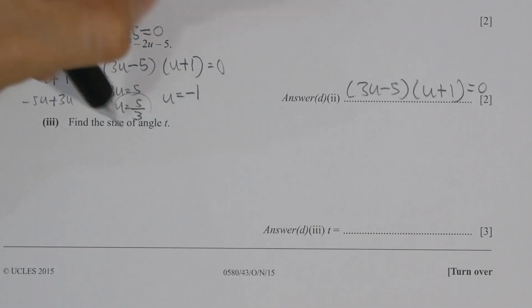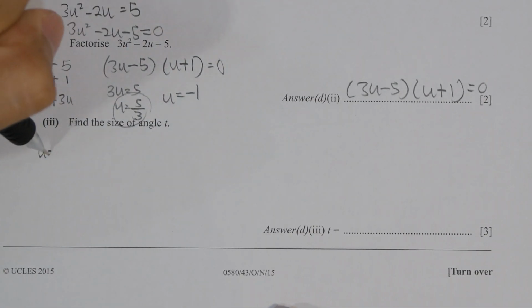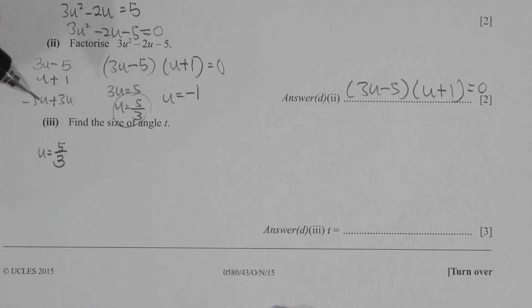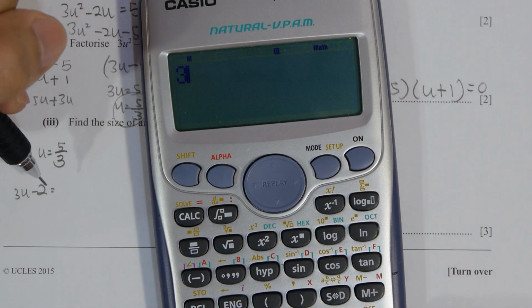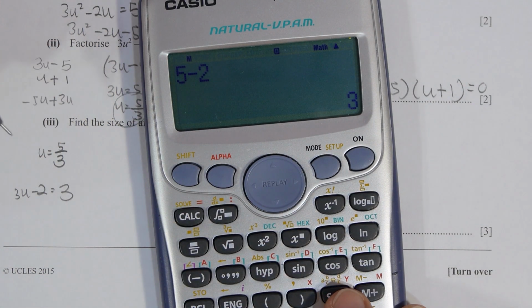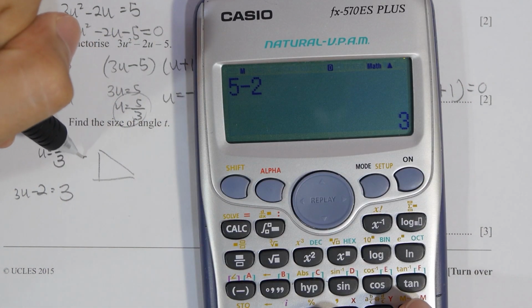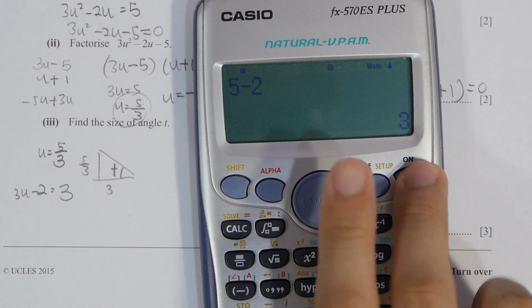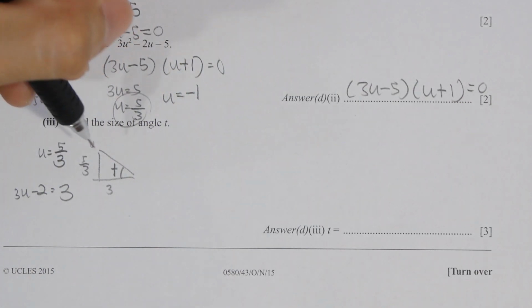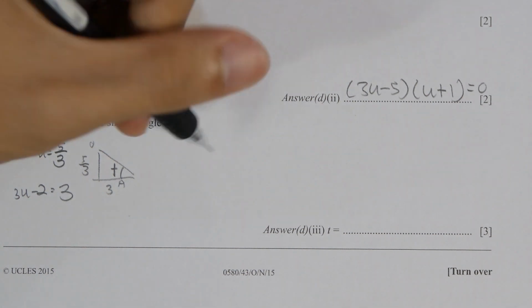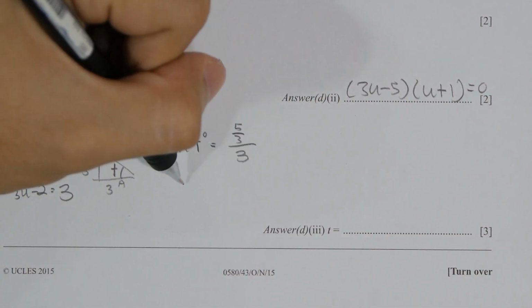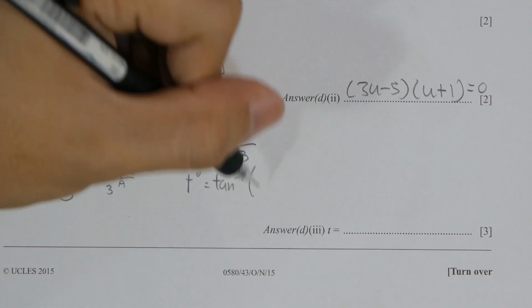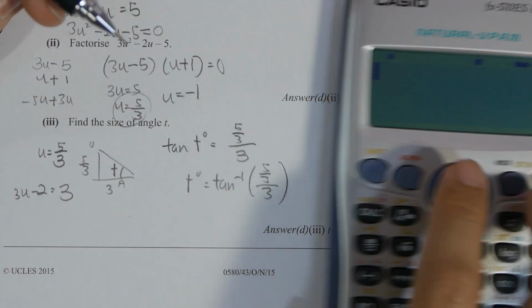You are required to rule out the negative value here, because for cm we cannot use a negative to represent it. So you input the 5 over 3 into the formula, then it is the opposite and adjacent. Using tangent, t equals 5 over 3 divided by 3. So inverse tangent, then we get the angle as 29.1.